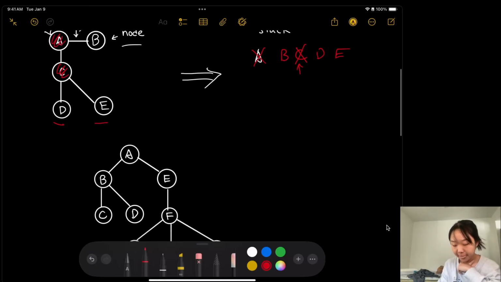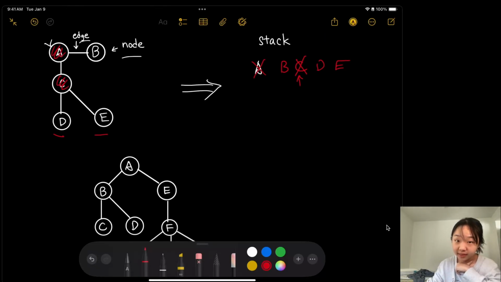Okay. So now the top is E, and let's find what neighbors E has. Notice here that looking for neighbors means looking for unvisited nodes, right? So if there is a connection between, let's say, A and E, when we are at E, we don't pop A because A is already visited.